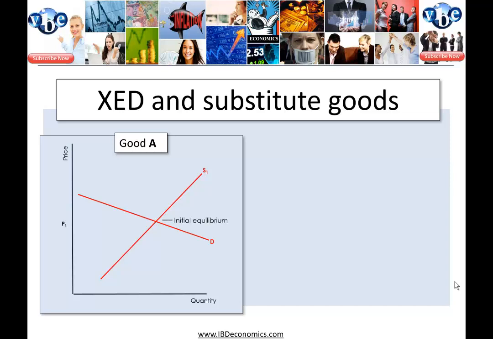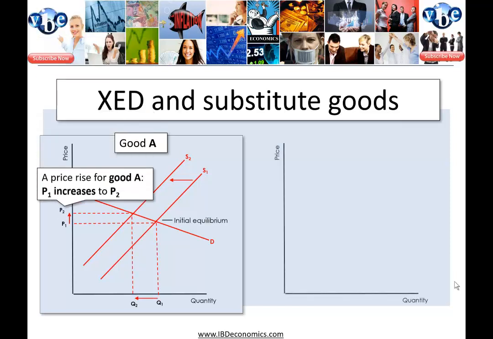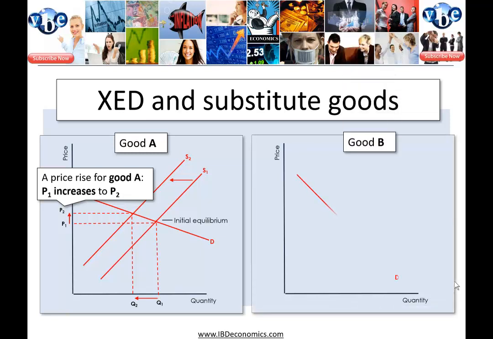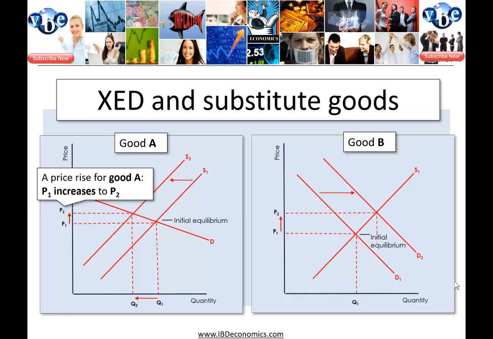So on the left here we have good A. Initial equilibrium price and quantity. Decrease in supply will push up the price, reduce the quantity demanded and supplied. So price rise for good A, P1 increases to P2. Does this have an effect on good B? If the two goods are substitute goods, then yes, that price increase for good A should drive the demand higher for good B.